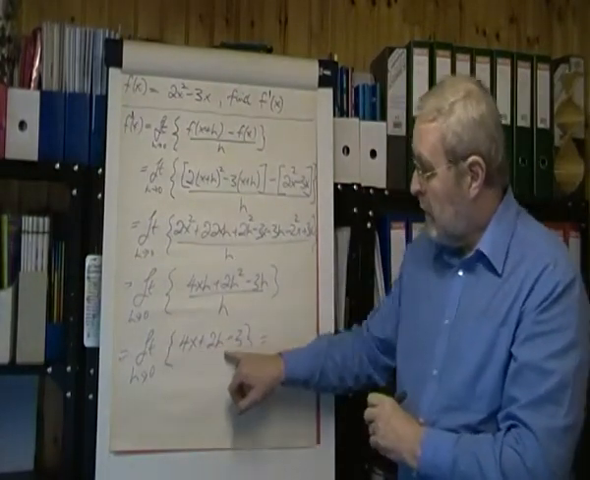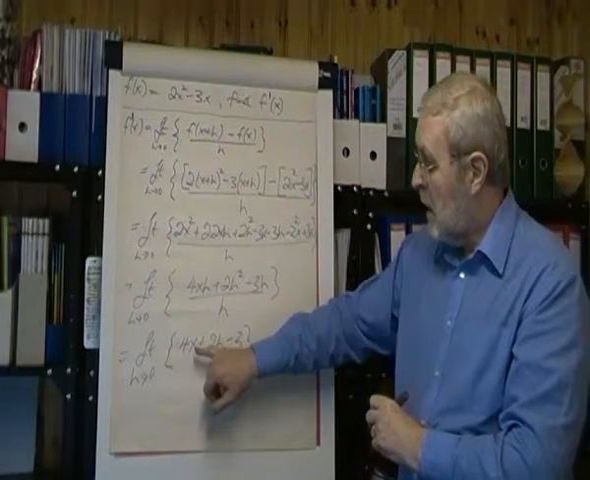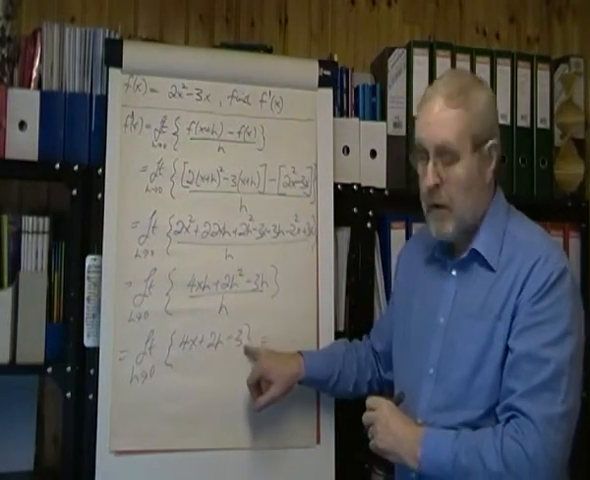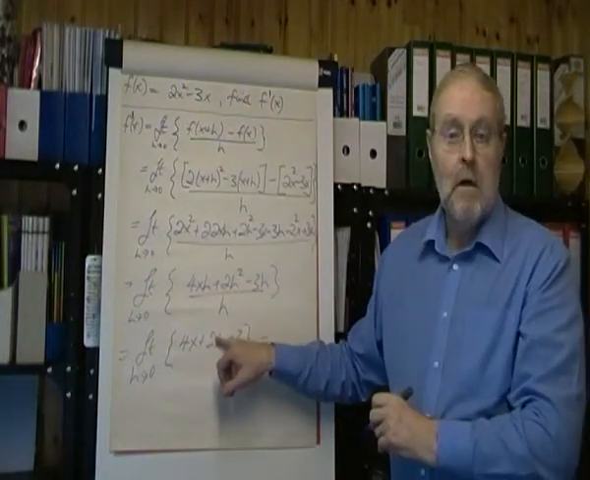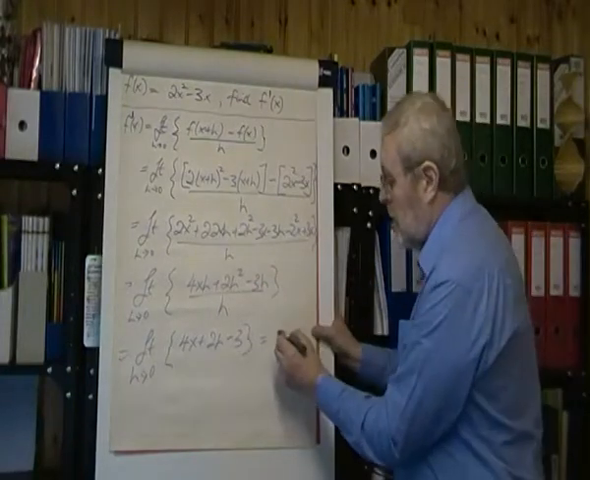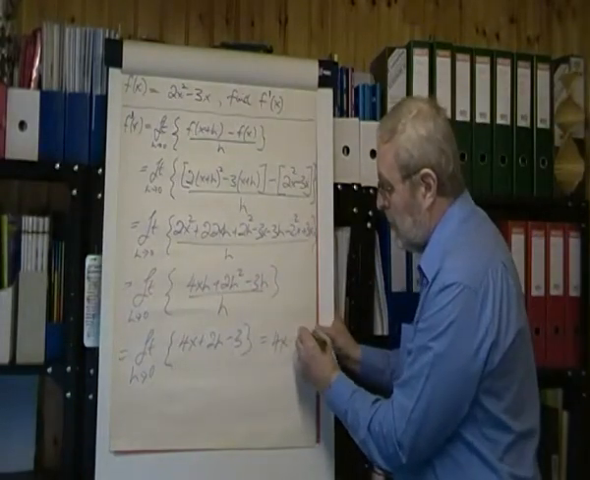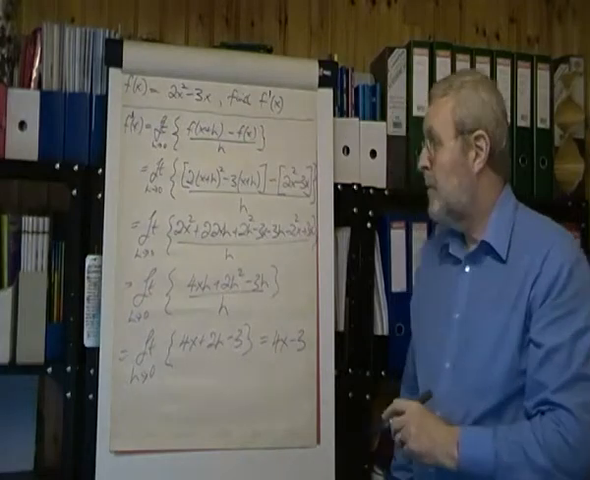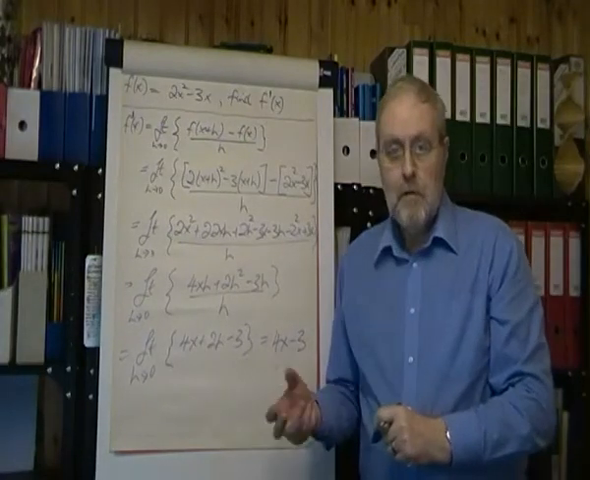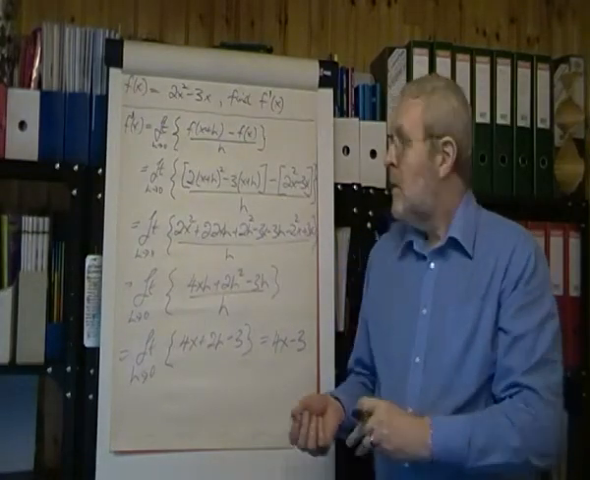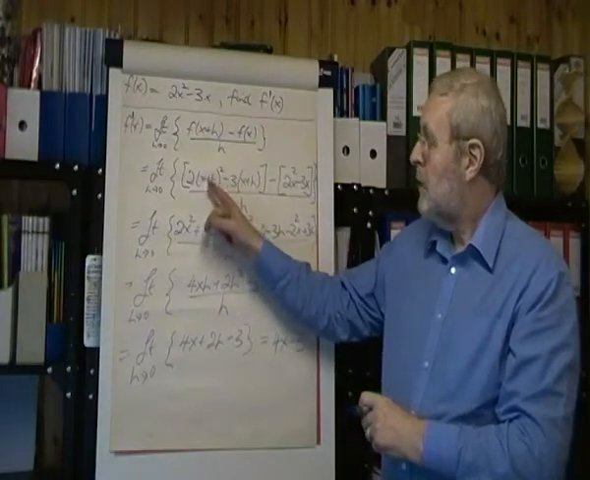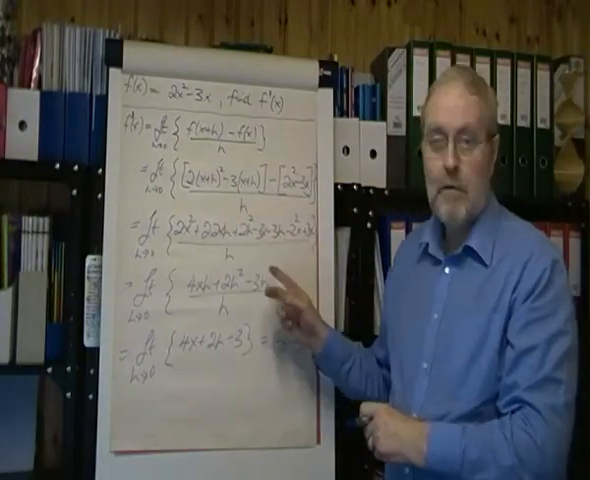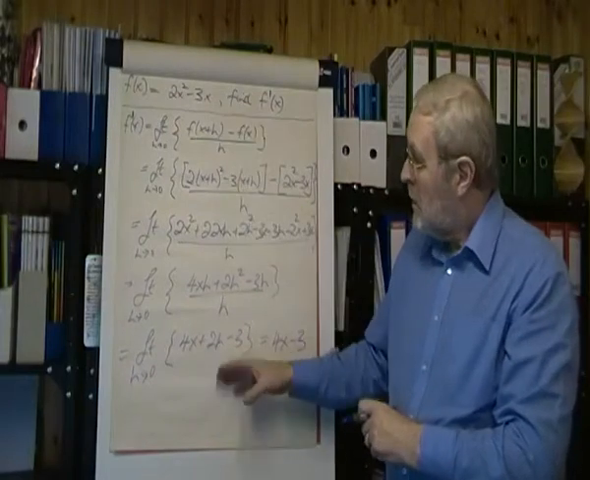Now as I take the limit of this as h tends to 0, I end up with 4x minus 3 as the 2h just disappears. So my final answer is 4x minus 3. Now this method is not difficult, but you have to pay attention at key points during this proof.